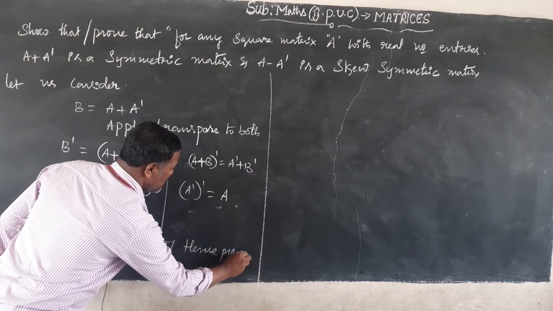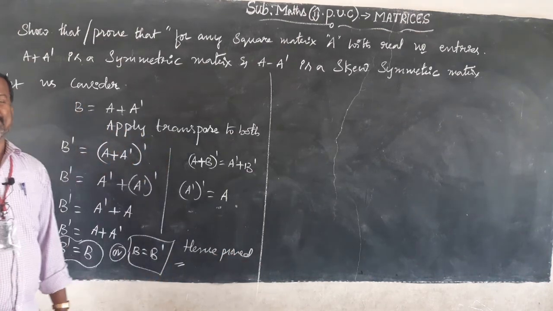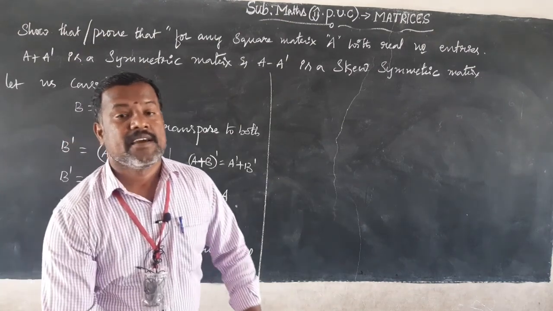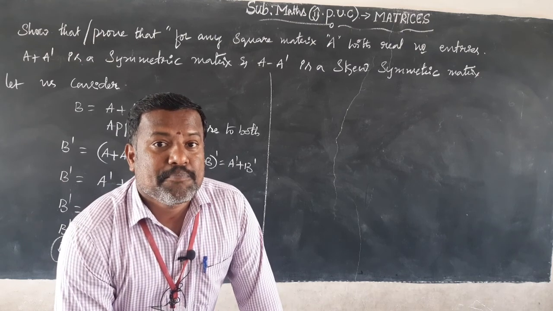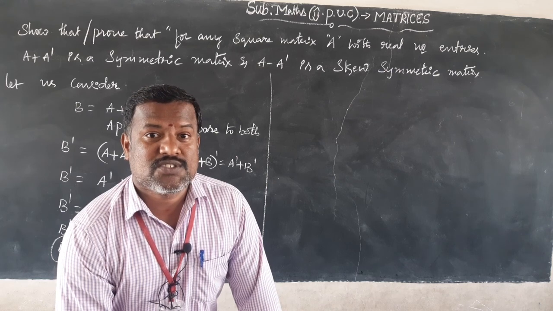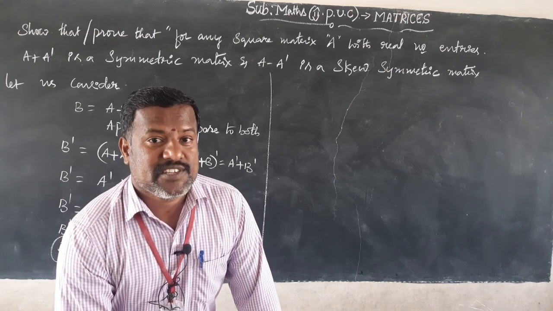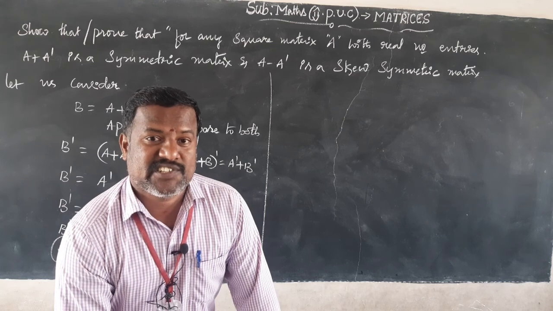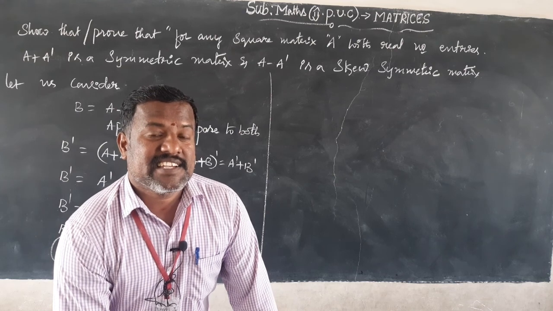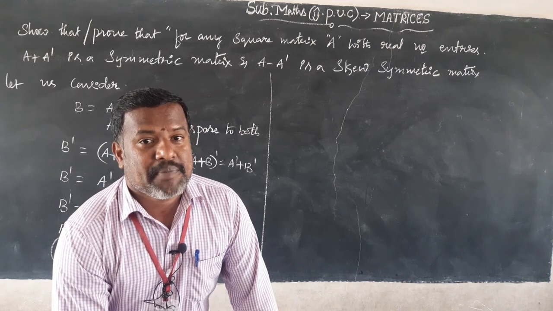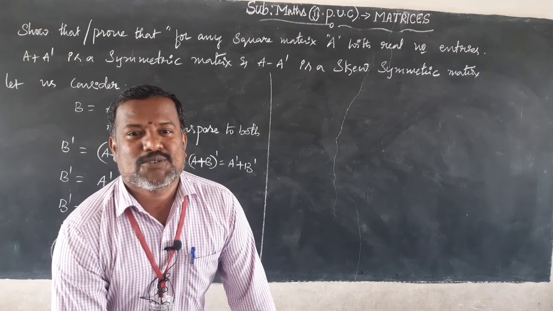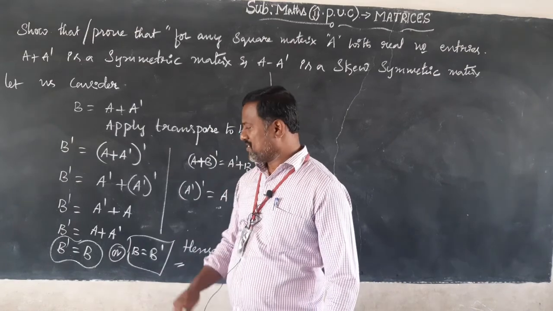Hence proved. See children, how simple it is. Without saying much, let us consider B is equal to A plus A dash. Transpose both the sides. B dash is equal to A plus A dash whole dash. B dash is equal to A dash plus A dash whole dash. B dash is equal to A dash plus A. B dash is equal to A plus A dash. B dash is equal to B. B is equal to B dash. See.